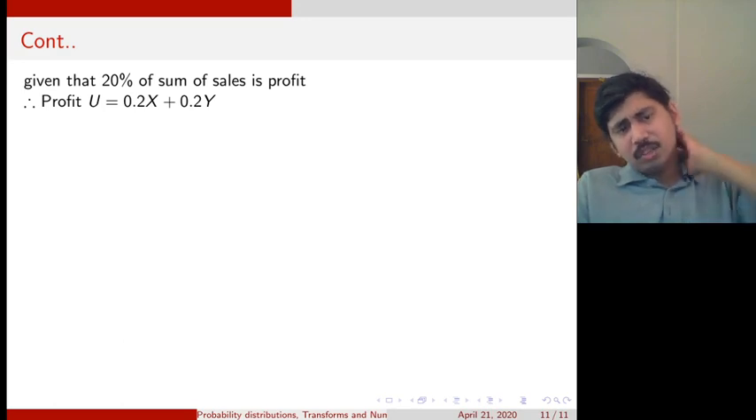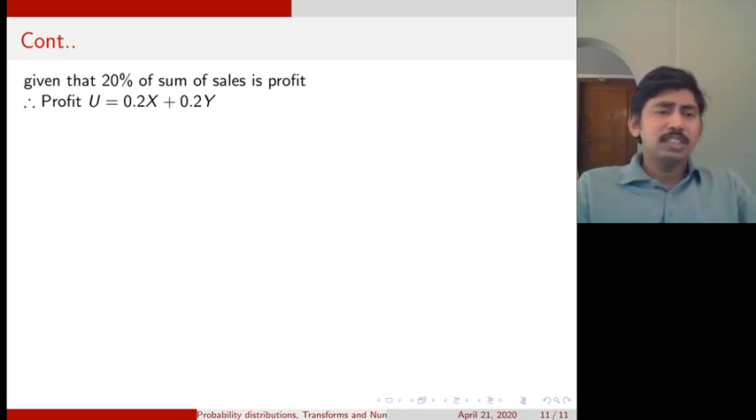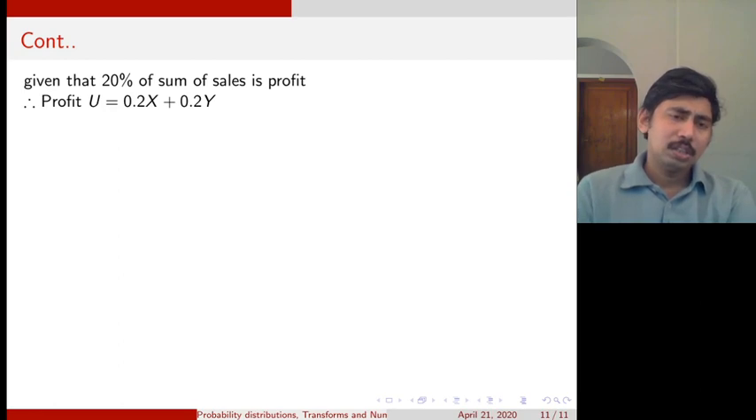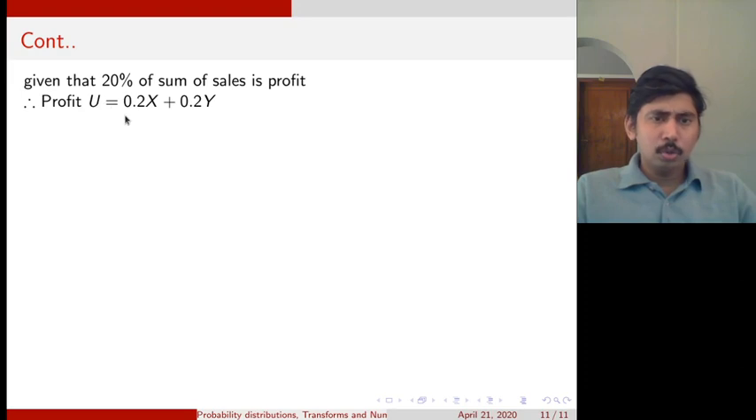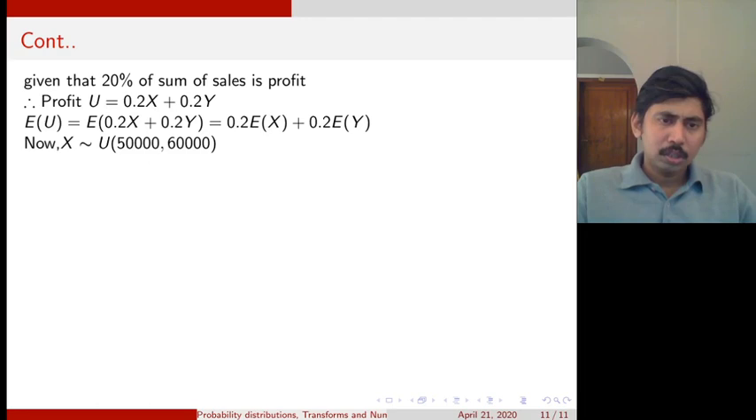Okay, so it's given that 20% of the sum of sales is profit. We know the sum of sales is x plus y. To get 20%, that is 0.2, we need to divide 20 by 100. That is, u equal to 20 by 100 into x plus y, that is equal to 0.2 into x plus 0.2 into y. Okay. So to calculate the expected profit, the expectation of u, that is the expectation of 0.2x plus 0.2y, is equal to 0.2 into expectation of x plus 0.2 into expectation of y.